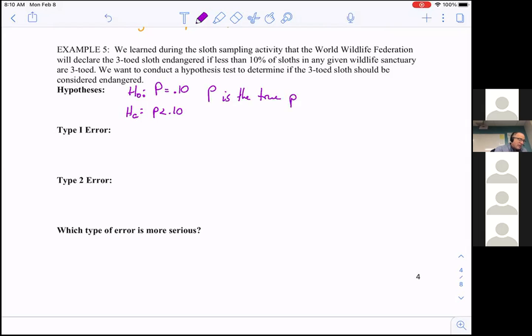So we're going to come over here and say P is the true population proportion. Man, I'm pretty sloppy today, so I'll slow down. P is the true proportion of three-toed sloths in the sanctuary. Okay, so again, we had to define what that population parameter is that we are trying to make an inference for.